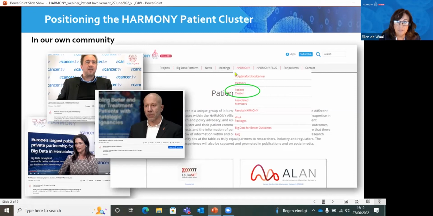Within Harmony, we have a patient page, and within Harmony Plus, we have a patient page. And this is just explaining who the patient partners are and how they are organized within the Harmony Alliance. So these are pages which we use especially for the professional audiences. And what you see here on the left, also from the very beginning, next to and parallel to all the other voices of Harmony, the patient voice was very well channeled.